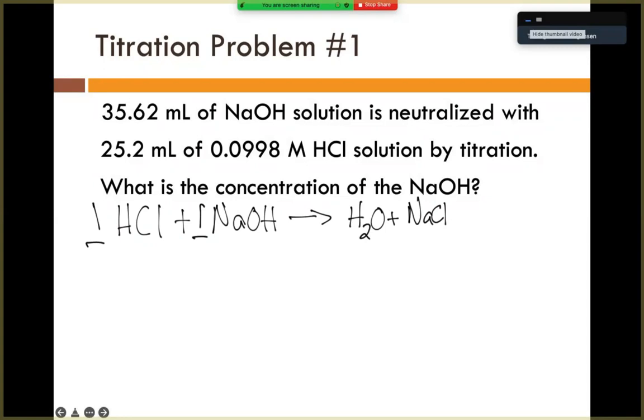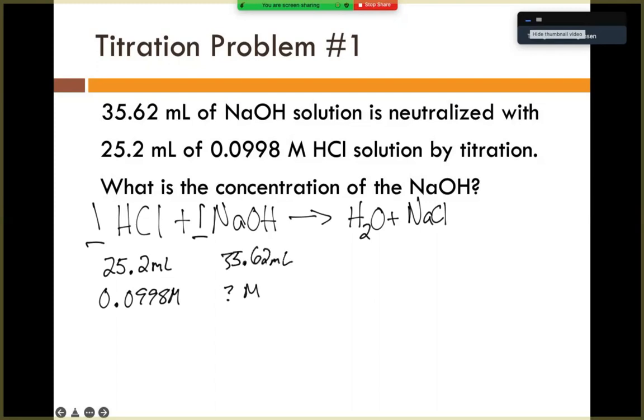Well, we know we used 25.2 milliliters of the acid. Oop, that's a mL. Milliliters of the acid. And we know it has a concentration of 0.0998 molar. I'm just listing what I know about my acid. For my base, I don't know its concentration. We're trying to find its molarity. But we do know that we used 35.62 milliliters.